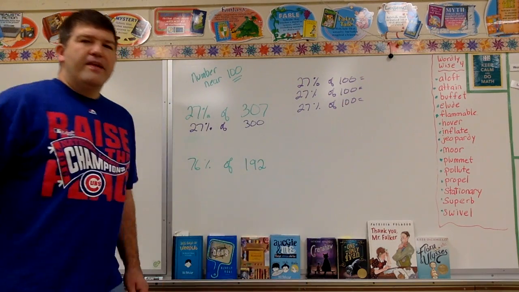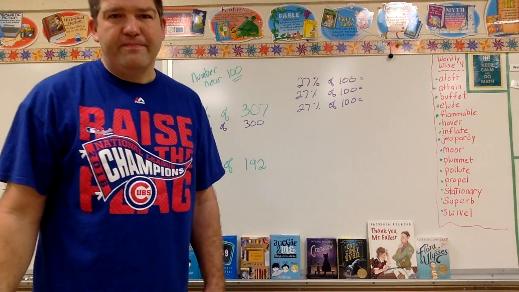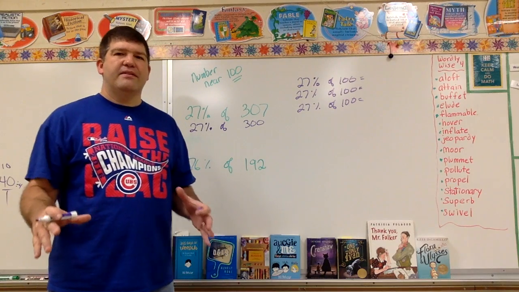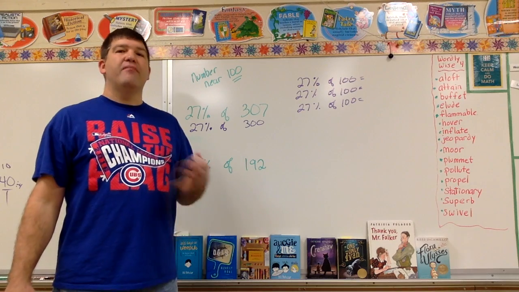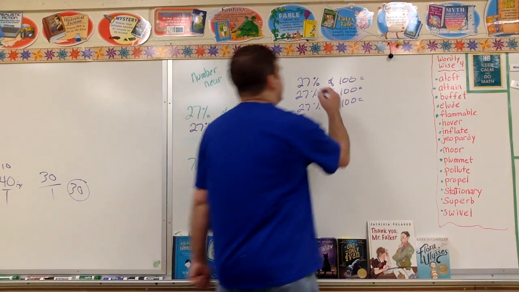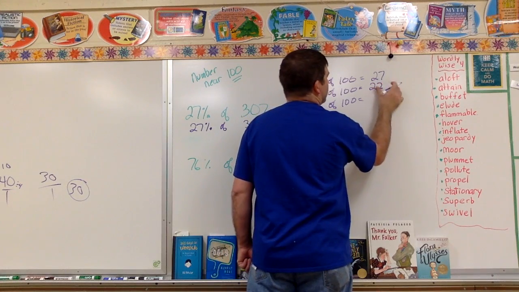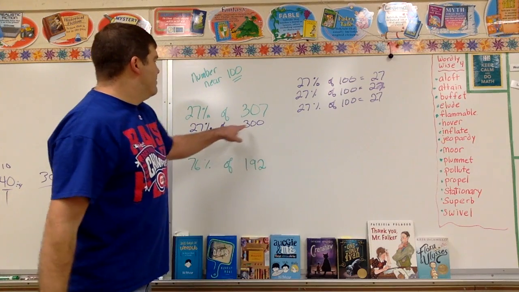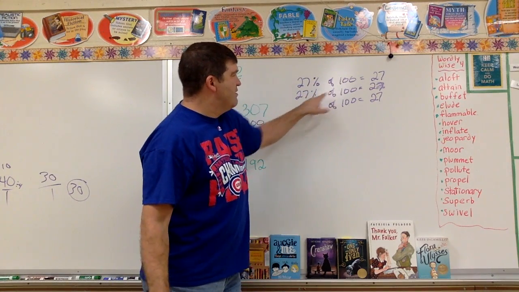Okay? 27% of 100 is 27. So if I take 100 shots and I make 27% of them, I've made 27 of them. So 27% of 100 is 27. That's 27, and that's 27. So I need 27% of 300. This is of 100, of 100, of 100.